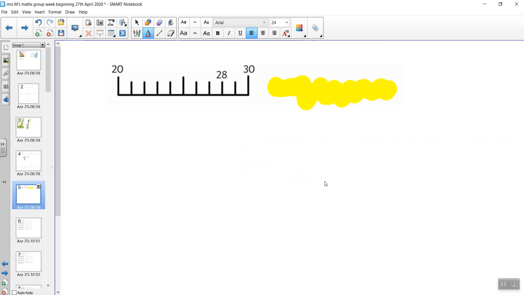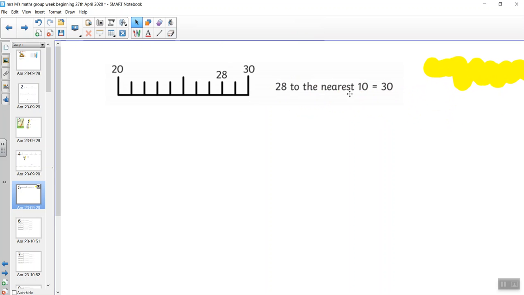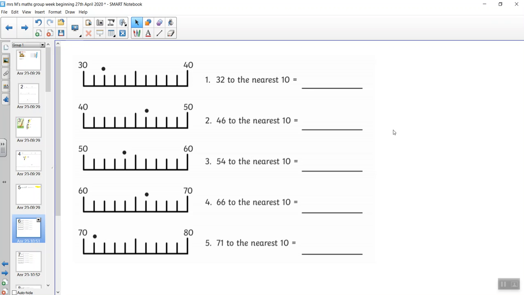So to help us with our rounding, we need to be able to place the numbers carefully on a number line. Look at my first one here. I've got 28 and I've placed it really carefully near to the 30. And so I can say 28 to the nearest 10 is 30. Have a look at the numbers we've got here. I've got 32. I've found 32 on the number line. Which 10 is it nearest to? I'm going to ask you to pause the video and have a little go. Remember to write it down.